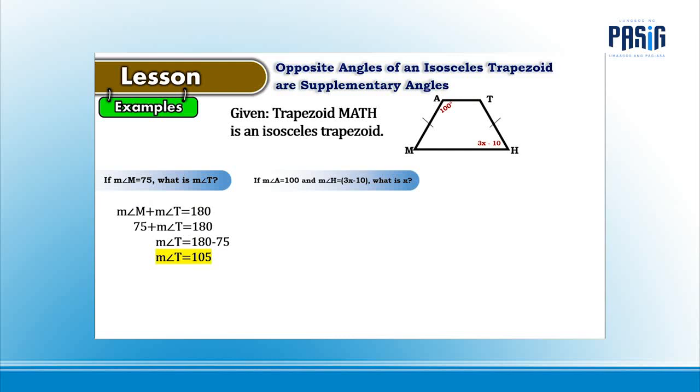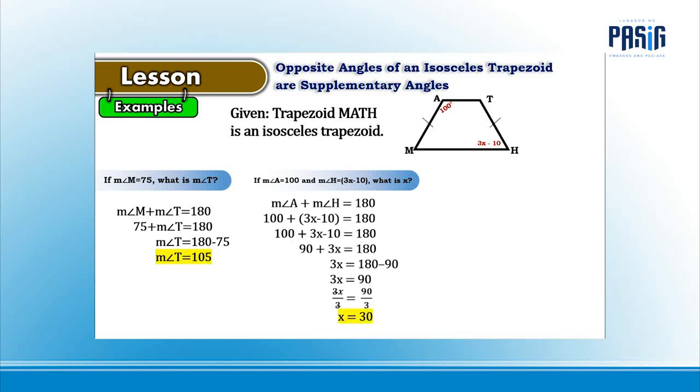Number 2, if measure of angle A is 100 and measure of angle H is 3x minus 10, what is x? Measure of angle A plus measure of angle H is equal to 180. Substituting the given details, we can have 100 plus 3x minus 10 is equal to 180. We can have the final answer as x is equal to 30.